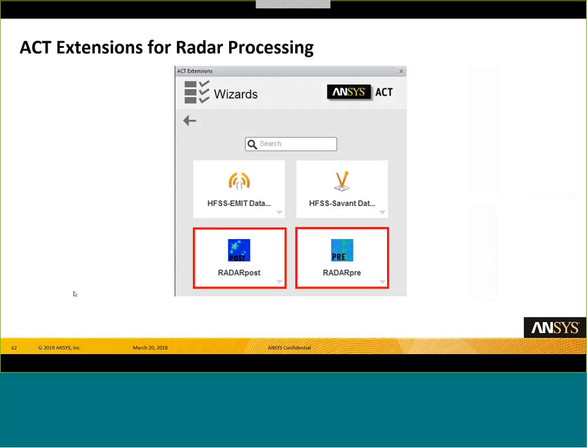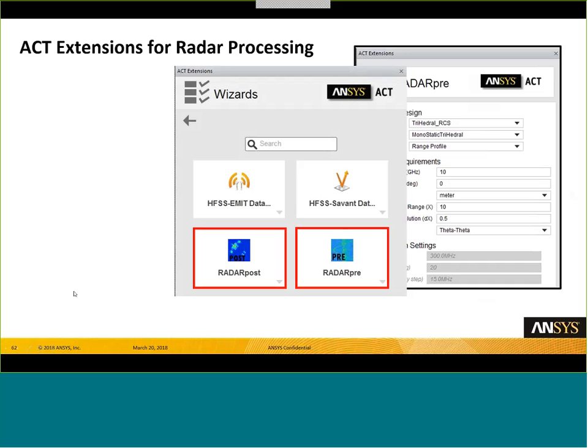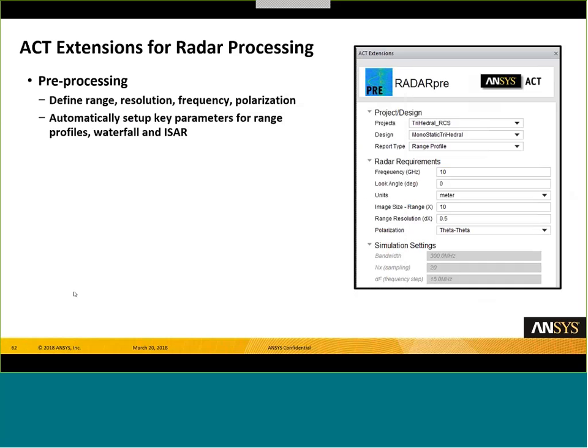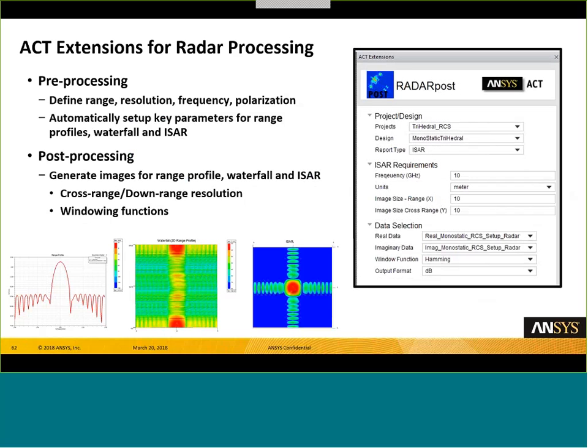So let's say that you've got a monostatic problem in mind. You can just pull up the pre-processing form and define the range, the resolution, the frequency, and polarization that you want. And when you hit the go button, that analysis model is going to be set up for you and ready to go. And once you have a solved result, you can now pull up the post-processing routine.